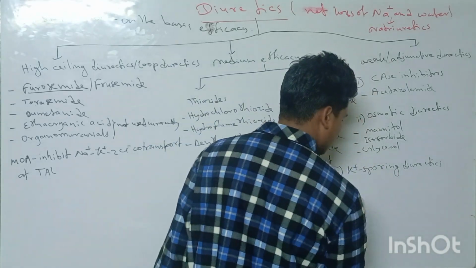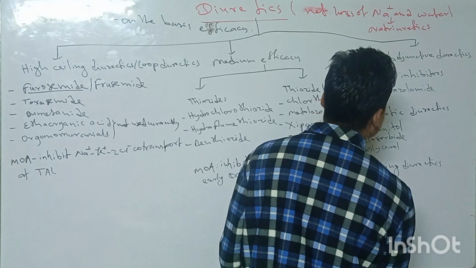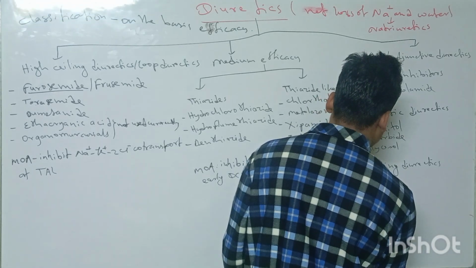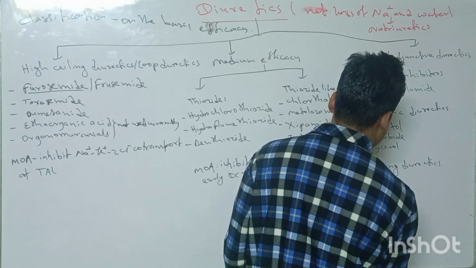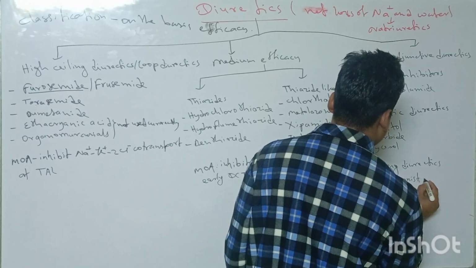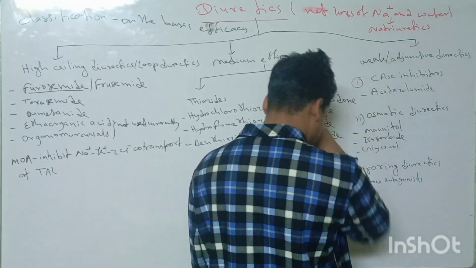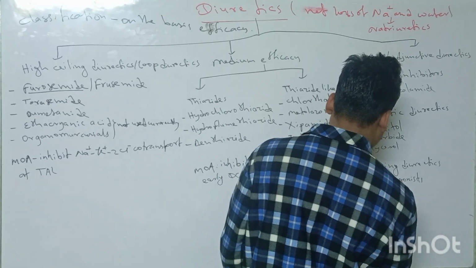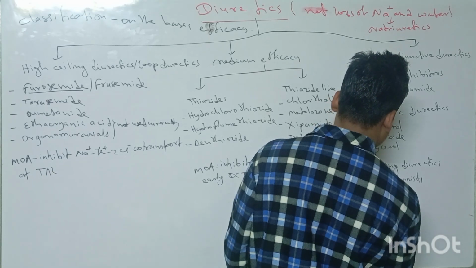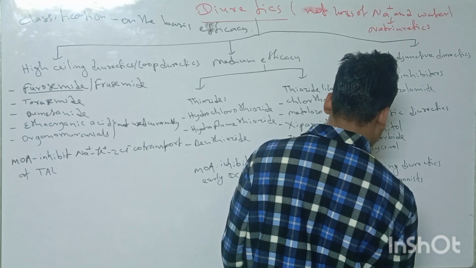Here again will be two subcategories. Number A will be aldosterone antagonist. Examples you know from antihypertensive drugs classification: spironolactone and eplerenone.